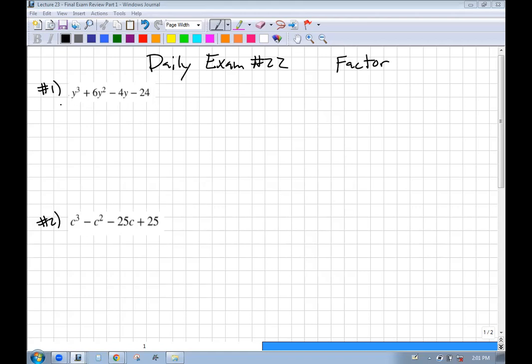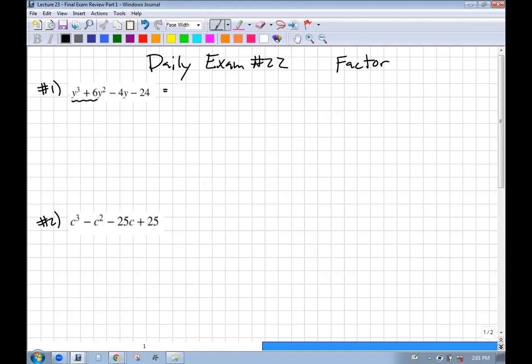When I see something like this, the first thing I do is I go for a GCF. I look at the coefficients, the numbers out front. Since this one just has a 1, not a lot we can factor out here. This one doesn't have a y, so there really is no GCF here. Next thing I do is I try to factor by grouping.